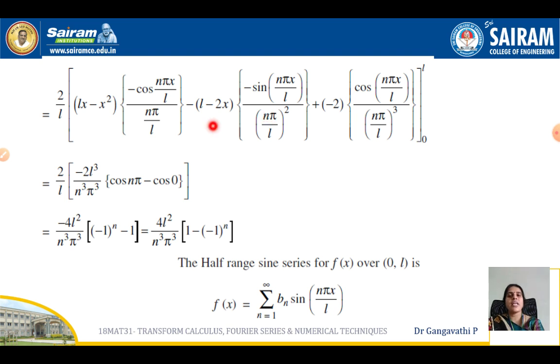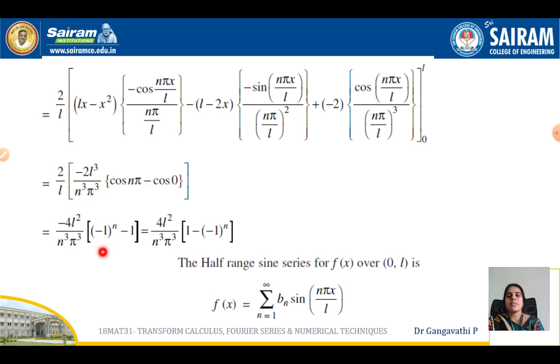Again, differentiation of this is minus 2 and integration of this is cos n pi x by L divided by n pi by L, the whole cube, between the limits 0 and L. So let us simplify further. When we do simplification with the substitution of limit, we get this as 2 by L minus 2 L cube by n cube, cos n pi minus cos 0.